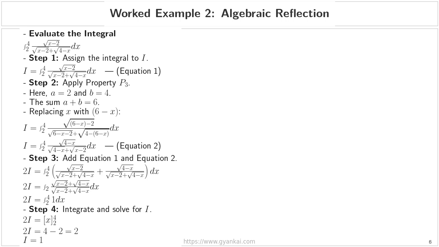And there you have it. We've successfully evaluated the integral using the general reflection property and the 2I method. Remember, this technique is particularly useful when the integrand has a symmetric form, as we saw in both of our examples. Now, let's move on to the next slide, where we'll discuss some common mistakes to avoid when applying this property.